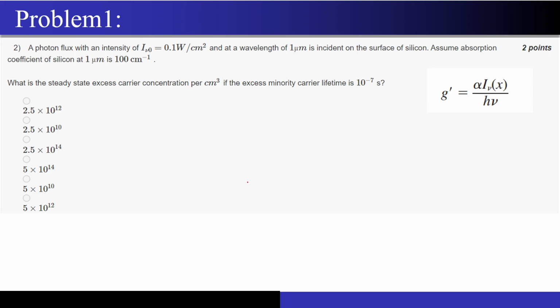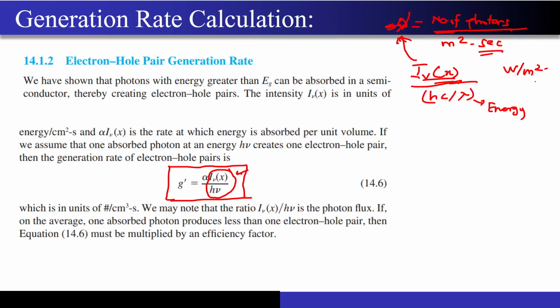Now let's start solving some problems, correct? So we will go into problem number 1, and see what they are actually asking in the question. A photon flux with the intensity 0.1 watt per centimeter square at a wavelength of 1 micrometer is incident on the surface of the silicon. Assume that the absorption coefficient of the silicon at 1 micrometer wavelength is 100 per centimeter. What is the steady state excess carrier concentration if the excess minority carrier lifetime is 10 to the power minus 7 seconds, correct?